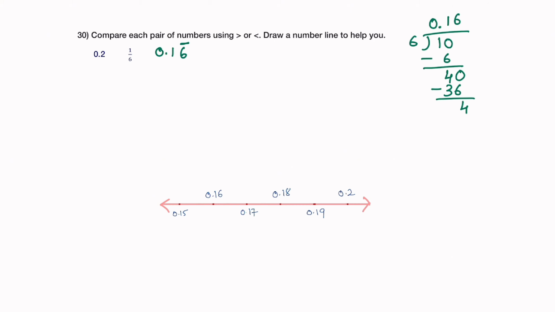So we compare the first digit after the decimal. That's 2 and that's 1. So which one? This way, right? So 0.16 is here and 0.2 is here. And this is 0.17. So 1666 would be somewhere here, right?